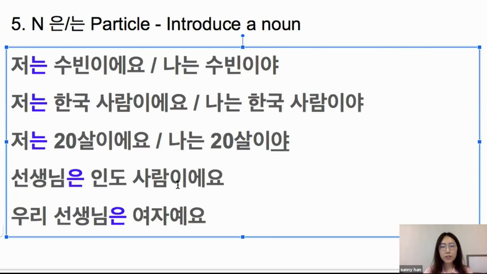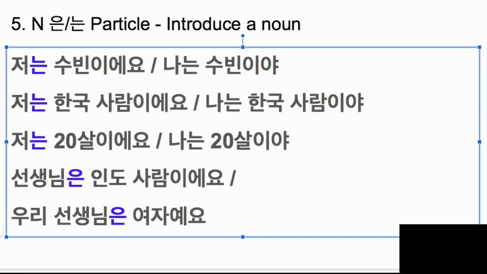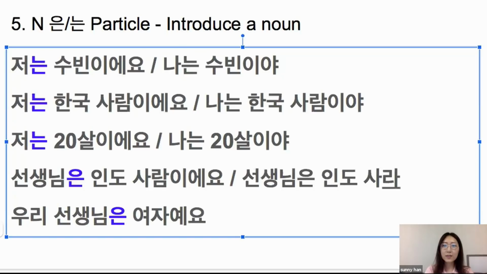Teacher, India, person. 선생님은 인도 사람이에요. What about informal way? 선생님은 인도 사람입니다. 선생님은 인도 사람이야. 입니다, it's like someone helped me that when we use 입니다, it's something more formal, but it sounds like a statement. So it's better to use informal way.